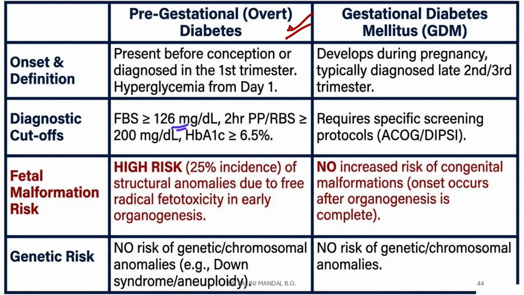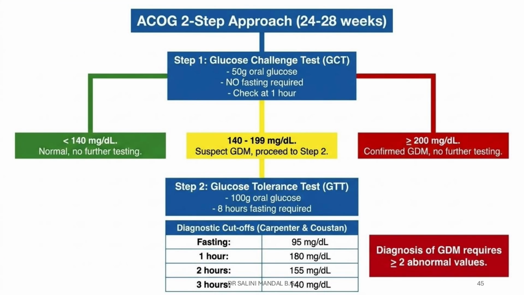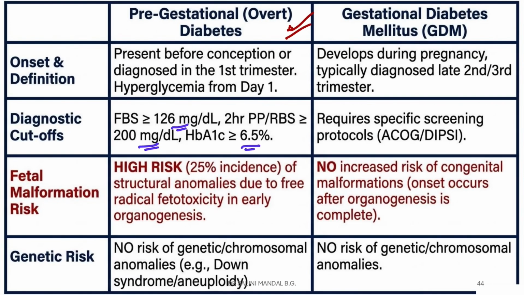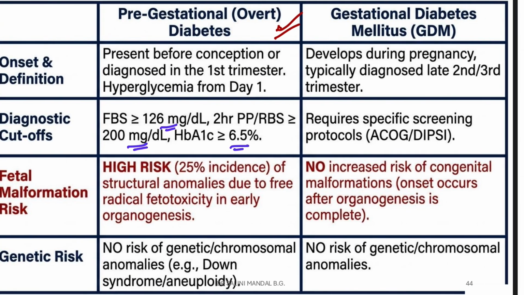2-hour PPBS, so the RBS is going to be more than 200, and HbA1c is more than 6.5. Okay, next one, talking about the fetal risk, I've already mentioned that pre-diabetes is going to have. And whether there will be any genetic defect, there is no risk of genetic defect in either of them.